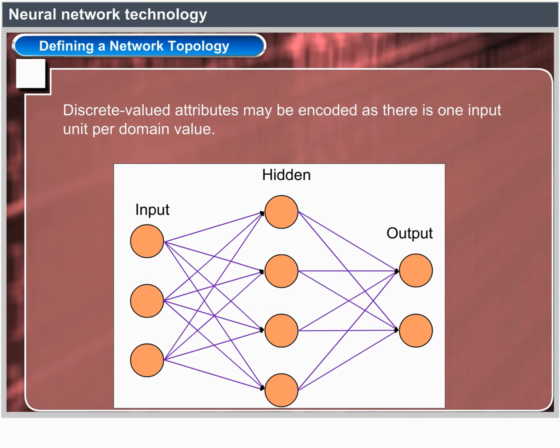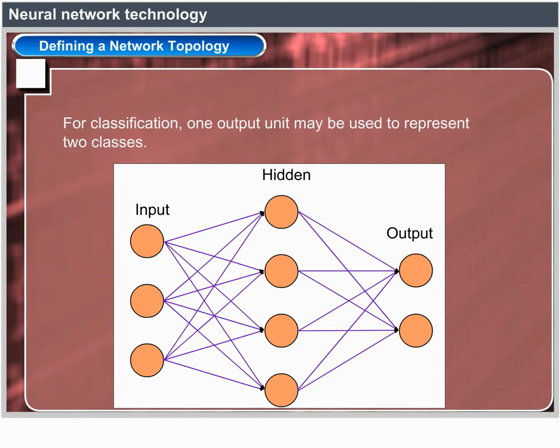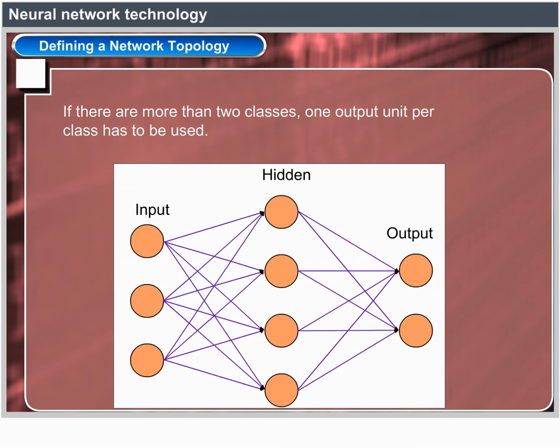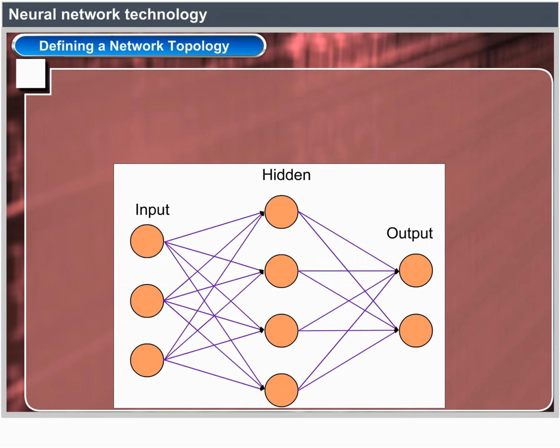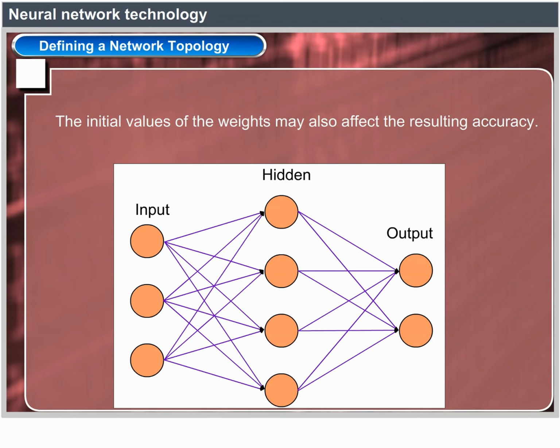Neural networks can be used for both classification, to predict the class label of a given tuple, and numeric prediction, to predict a continuous-valued output. For classification, one output unit may be used to represent two classes. If there are more than two classes, then one output unit per class is used. Network design is a trial and error process and may affect the accuracy of the resulting trained network. The initial values of the weights may also affect the resulting accuracy.